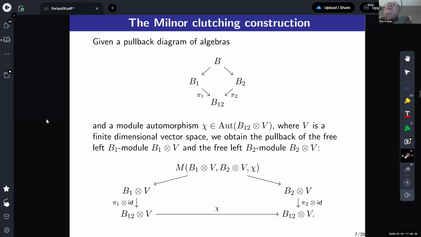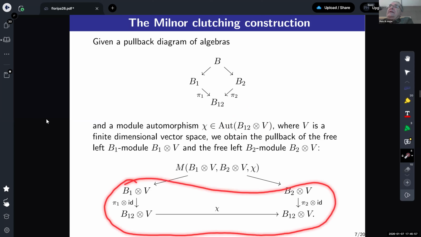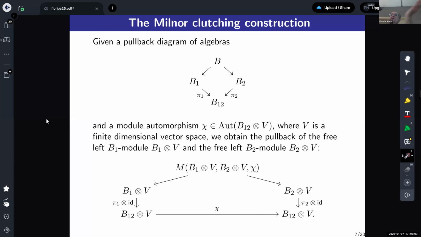Okay, so I just consider the pullback diagram of algebras and a certain module automorphism. I take V to be a finite dimensional vector space. So B12 tensor V is just a free module. And I take an automorphism of this free module. Okay. And well, now one can prove that if you take the following pullback, because you can just compose pi1 tensor id with chi. Okay, so you are taking the pullback construction here.